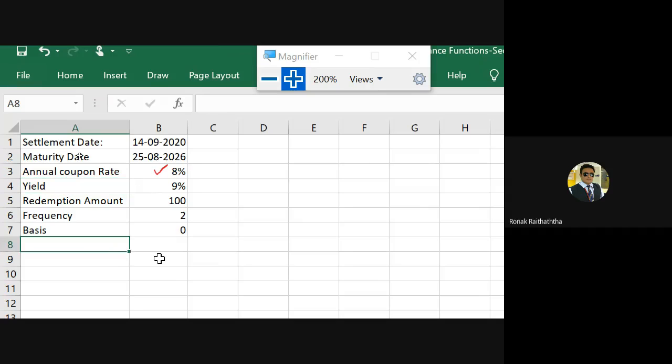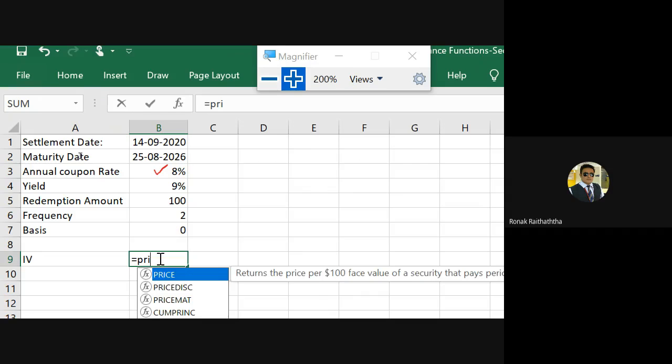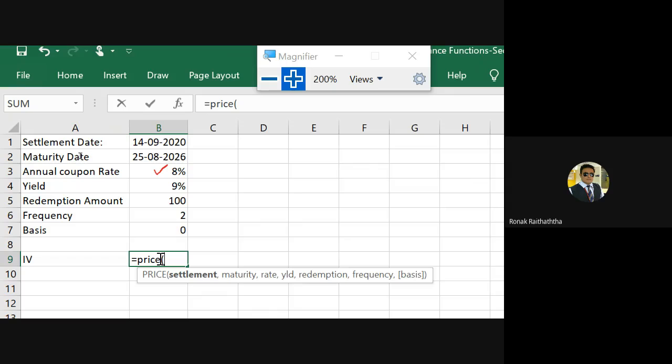Okay, let's start using the function called PRICE to find the intrinsic value. I'm using IV, so equal to PRICE, opening the bracket.